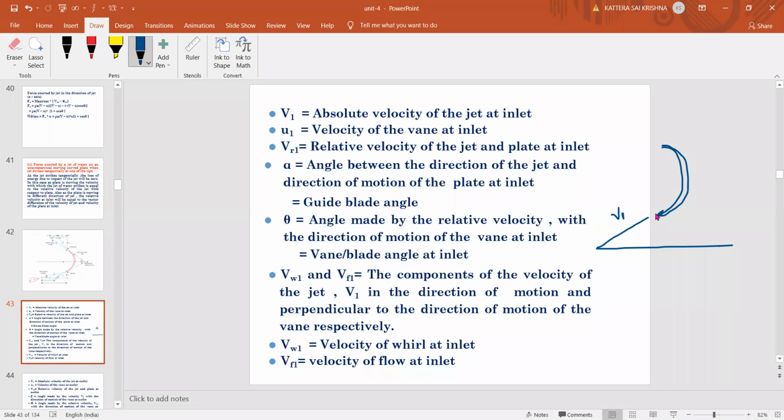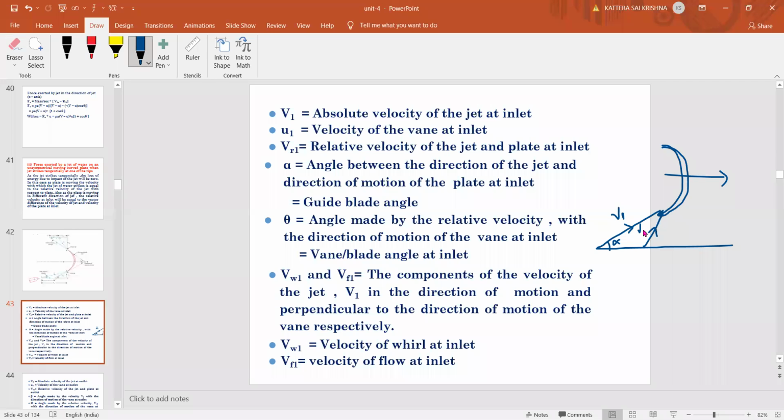So first, the inlet velocity V1 will come with an angle of alpha. Alpha is the angle with which the velocity V1 is coming out. This alpha is called the guide blade angle, right? Actually, this V1 will not hit this one because the plate is already moving this way. So there will be a relative velocity coming, that is VR1. So this is your VR1, relative velocity.